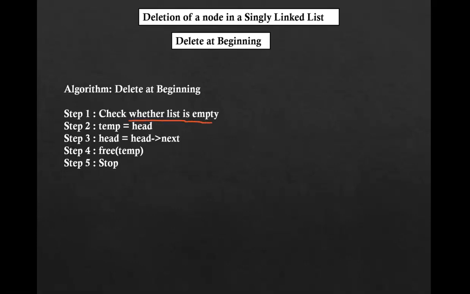So I check whether the list is empty. If the list is empty, I cannot delete from an empty list. Fine. So if the list is not empty, I set temp to head. Suppose I have nodes like 1, 2 and 3. We have learned that head stores the address of the first node. So head points to 1. Now make your temp point to head.